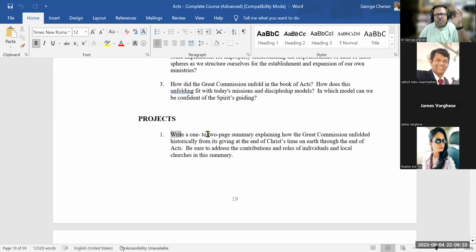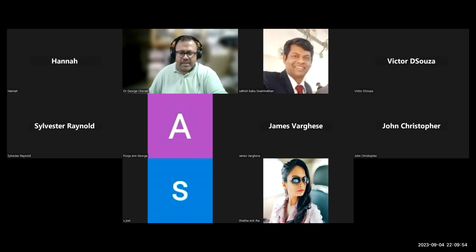Write a 1 to 2 page summary explaining how the Great Commission unfolded historically from its giving at the end of Christ's time on earth through the end of Acts. Be sure to address the contributions and roles of individuals and local churches in the summary. Very simple one. But you need to keep in mind also something very important.